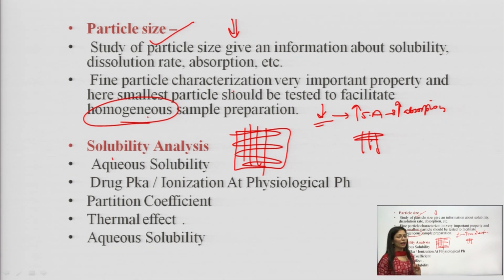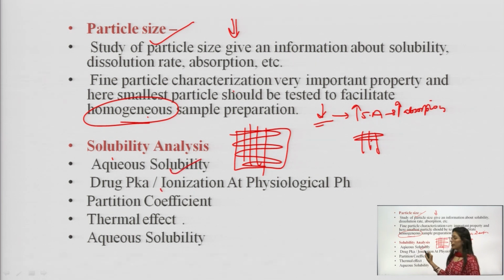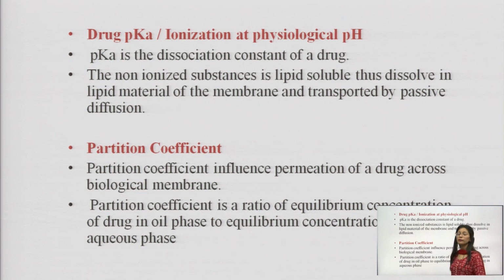Next is solubility analysis. In solubility analysis, you can see aqueous solubility, drug pKa, partition coefficient, and thermal effect. We are going to learn all of it right now. Number 1, moving on, drug pKa, ionization at physiological pH. pKa is called the dissociation constant.